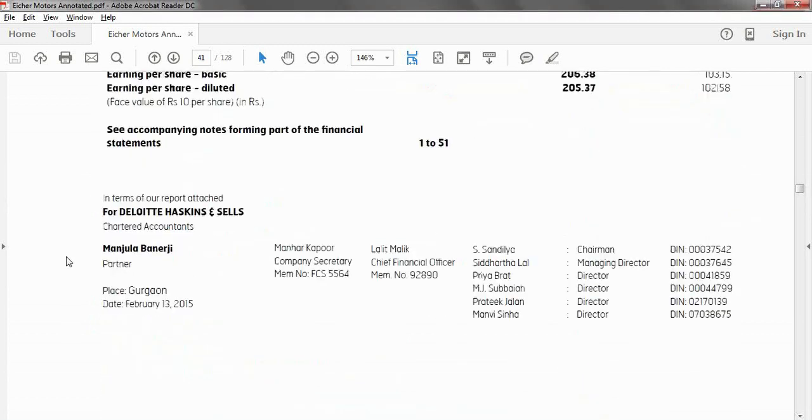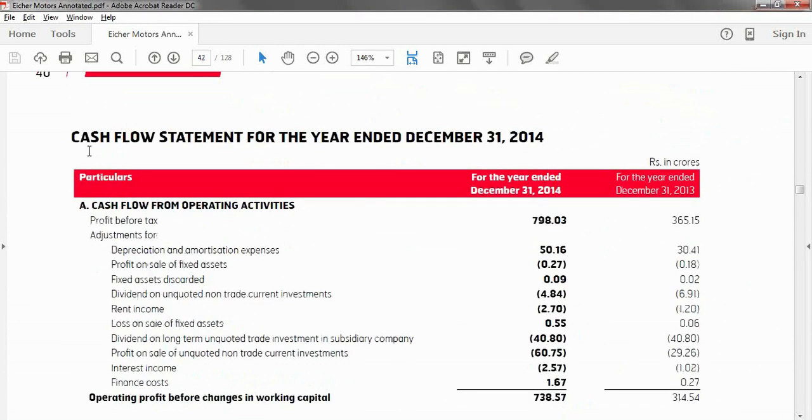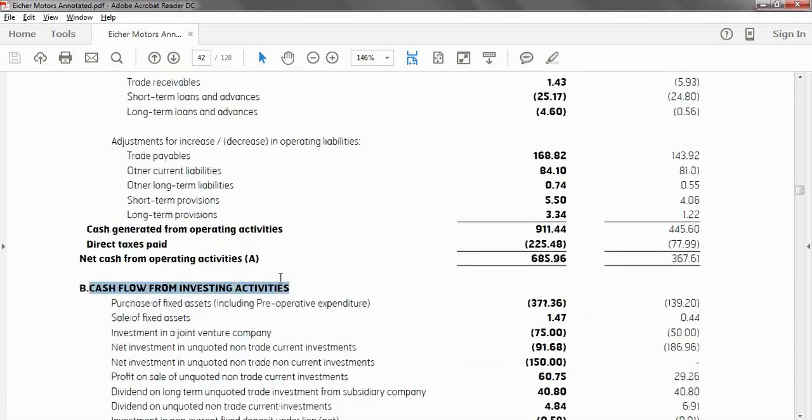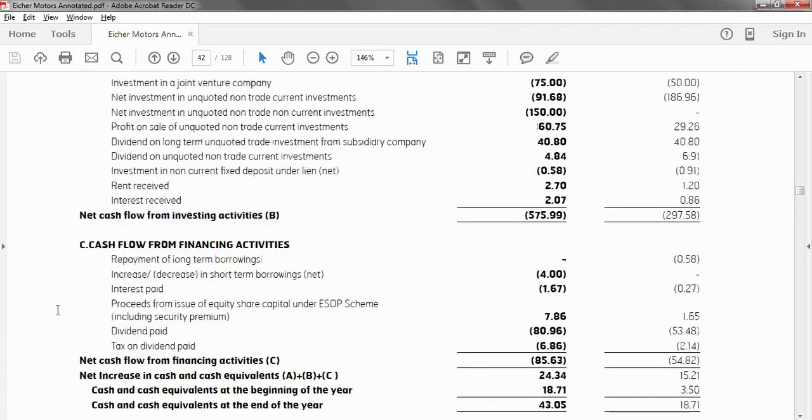Further, following the cash flow statement is also available. This is what we did not see earlier in our presentation, but the cash flow for the year, the amount of cash coming in and cash going out, is also available here. You will note that this is divided in three parts as we had seen earlier: cash flow from operating activities, cash flow from investing activities, and finally cash flow from financing activities.